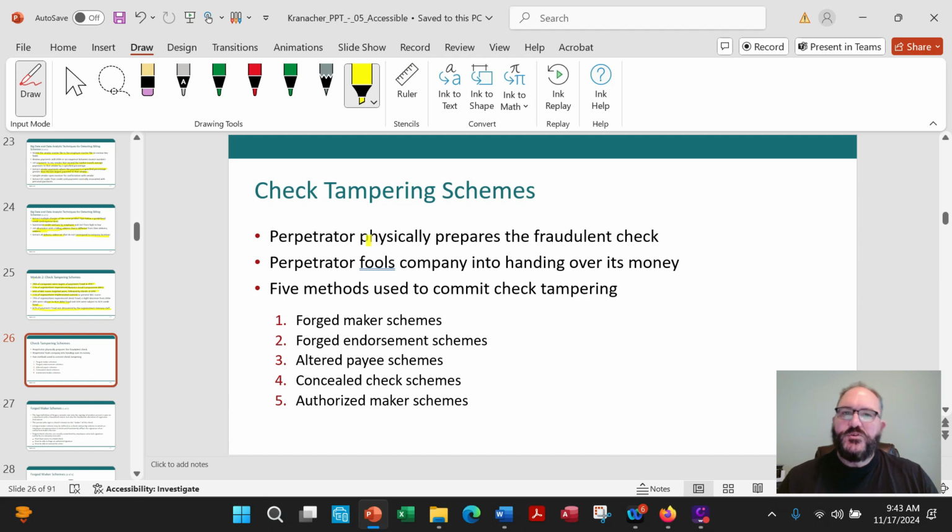So how do you tamper checks? Now there's a bunch of different ways here. But the perpetrator, they make the check, right? So whoever that person is that's doing it, again, they want to get a handle over the company's money. How do they do it? Forged maker, that means you're forging a signature. That could be a company. Forged endorsement is who signed it. Altered payee, who it was paid to. Concealed check, meaning that you don't want them to know that the check is there. And authorized maker. So we'll take a look at each of those.